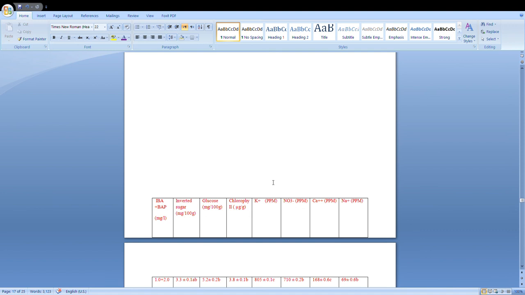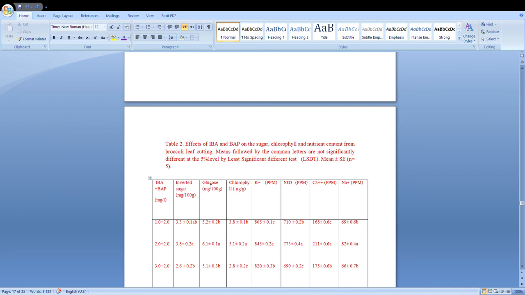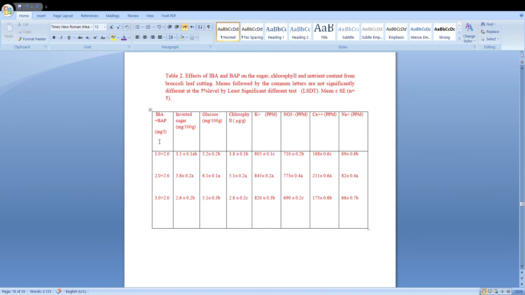Here also we can see the different types of chlorophyll, sugar, and nutrient content. So invert sugar, glucose, and colorimetry, and then chlorophyll, and then potassium, nitrate, calcium, and sodium. Different concentrations of IBA plus BAP, 1 plus 2, 2 plus 2, 3 plus 2, and this is the amount. So you can see here 2-2 is the best result we got here. The middle one got the best result.